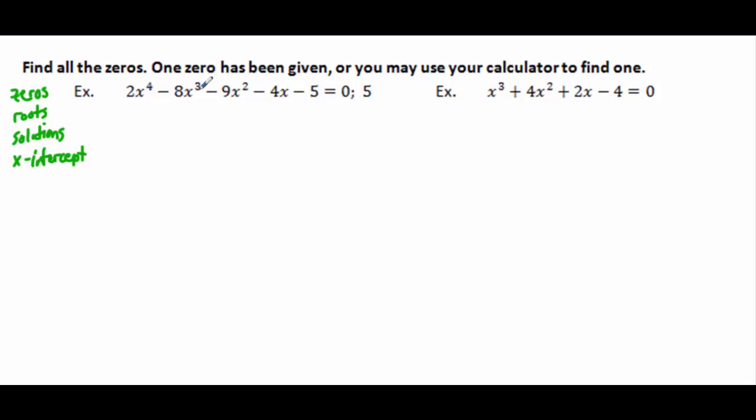We call them zeros because you're setting it equal to 0, or roots because of the idea of having square roots. Like when you solve x squared equals something, you get roots. Solutions because there are answers. They're x-intercepts because this is literally where the graph crosses the x-axis. So they are, in this case, either giving us an answer, or on this next one we'll have to use our calculator to find one. They want us to find all the other ones.